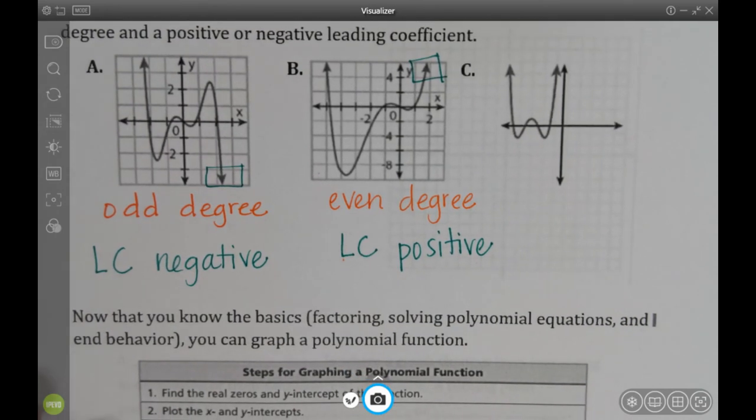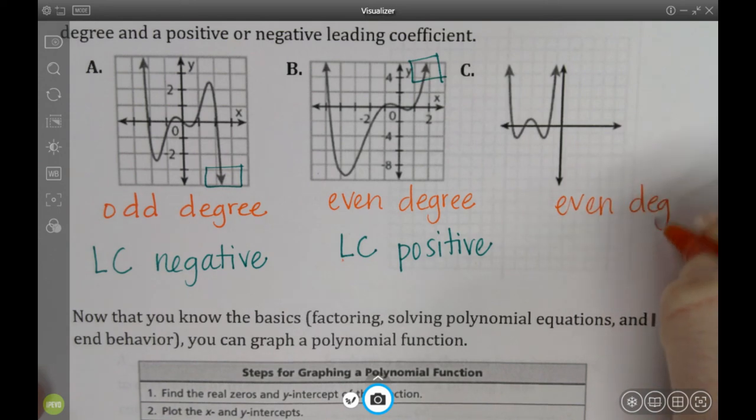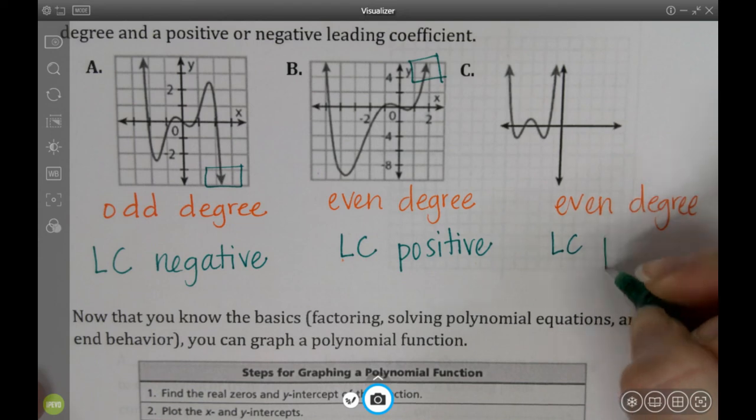Okay, what about the last one? Yep, even. It's the same thing, even degree. And a positive leading coefficient.